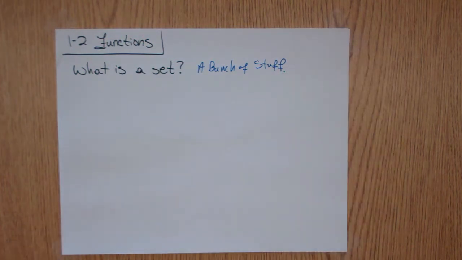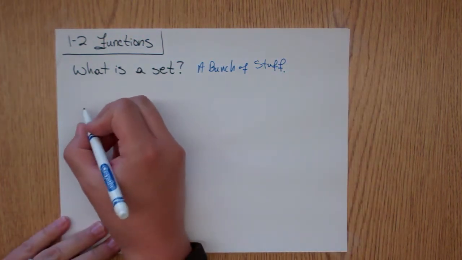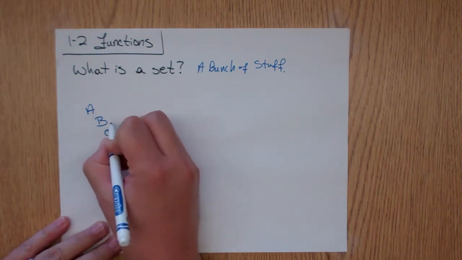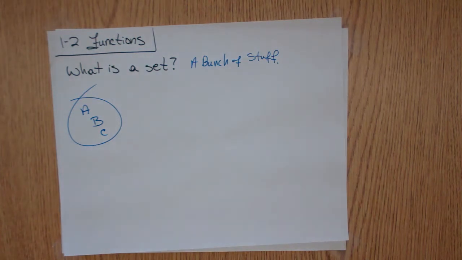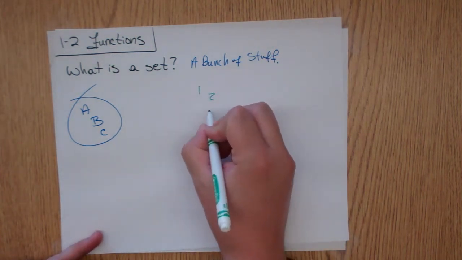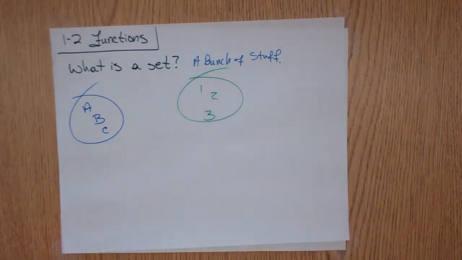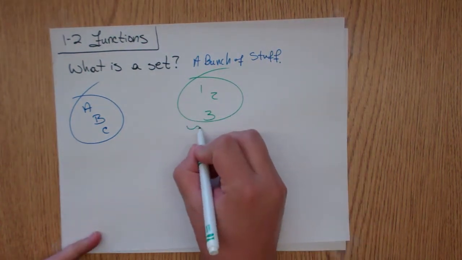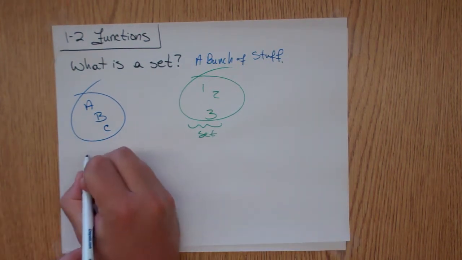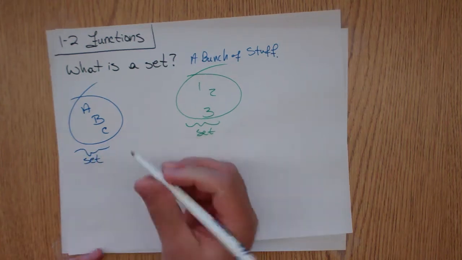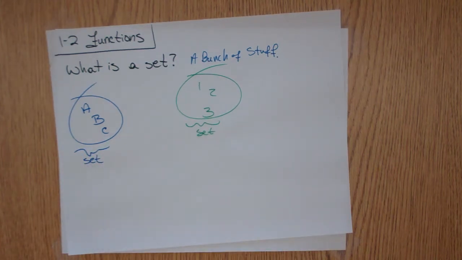Now, I know that's kind of generic, but let's look at a set. Say we have a set over here that contains A, B, and C. And then say we have a set over here which contains the numbers 1, 2, and 3. All right, so this is a set, and this is also a set. So a set is just a bunch of stuff. That's all it is. It can be numbers, it can be letters, it can be symbols, it can be stuff on a menu board, it can be whatever.